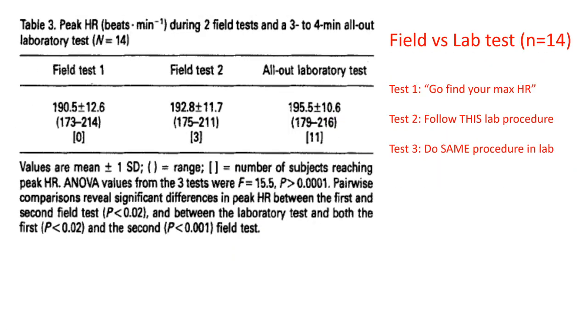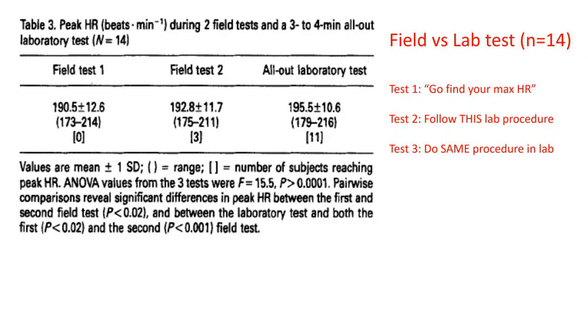Now, another question this group asked was field versus lab testing. Are the heart rates different? And at this time, you have to remember that heart rate monitors weren't that normal, but they were around. The Sport Tester, I think it was the 3000 model, was available. But treadmills weren't very common either outside the laboratory. So if you said, go find your maximum heart rate, that was the first field test. The athletes were just told to go find their heart rate without giving them any instruction on how to do that. And that didn't work very well.